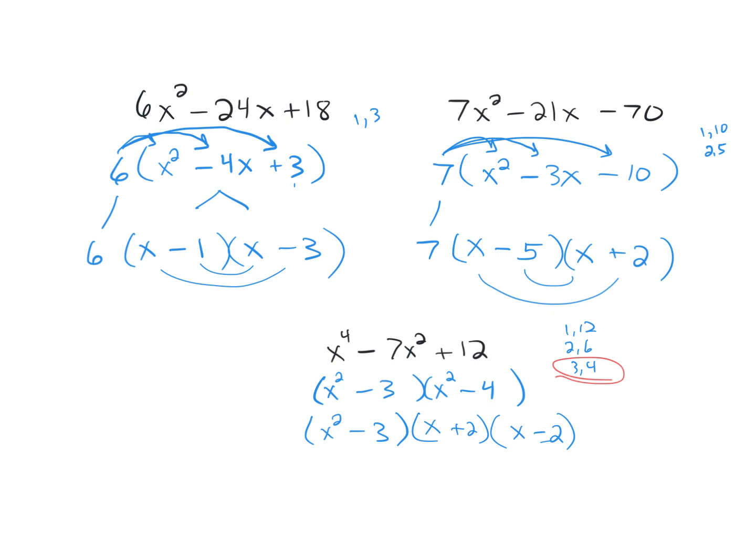Okay, so I think you're ready to do, you have 2 days of working on backwards FOIL. And as long as the number in front is a 1, like it is here and here and here, you can use that shortcut. And you say, what multiplies to give me this, adds to give me this. All right.